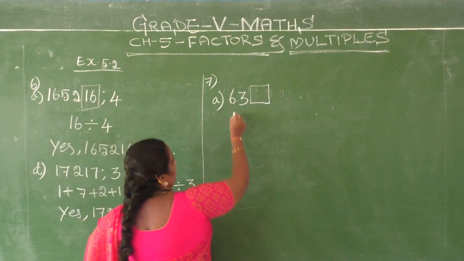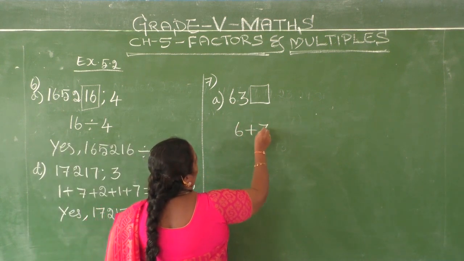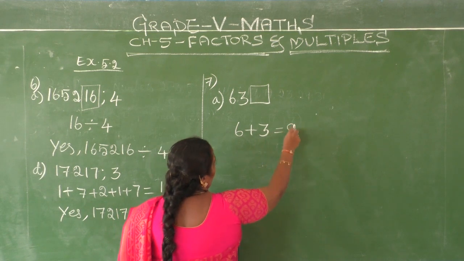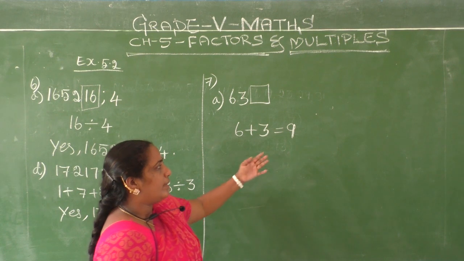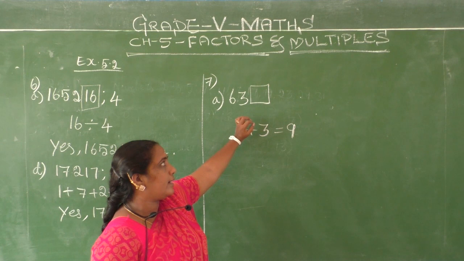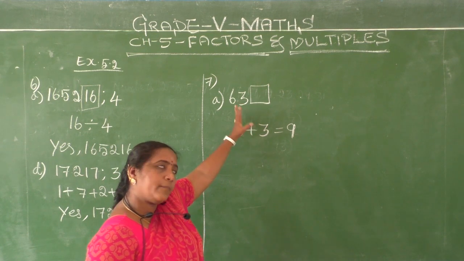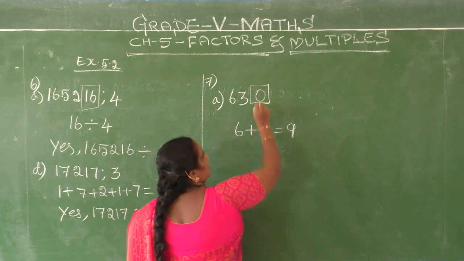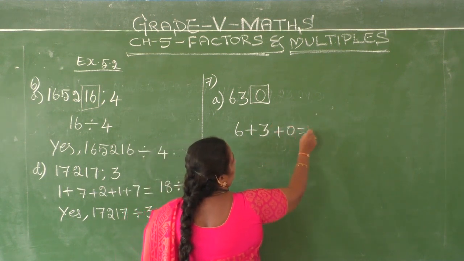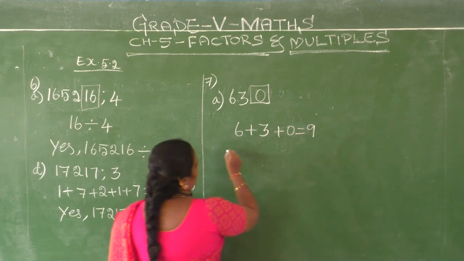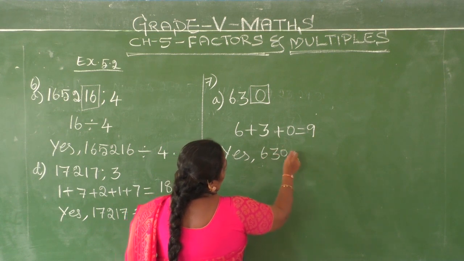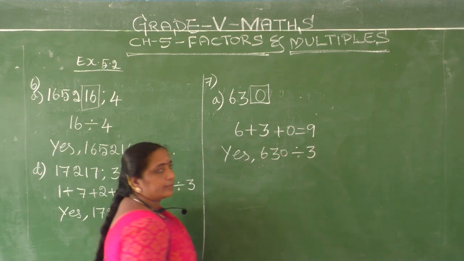So the sum of the digits they gave here is 6 and 3 only. So 6 plus 3 means it will come 9. So we divide by 3, this 9 will be divisible by 3. So the smallest number only we are going to fill there. Which number can we add there? 0. 0 is the smallest number, no? So 6 plus 3 plus 0 is also 9 only. So this number will be divisible by 3. 630 is divisible by 3.